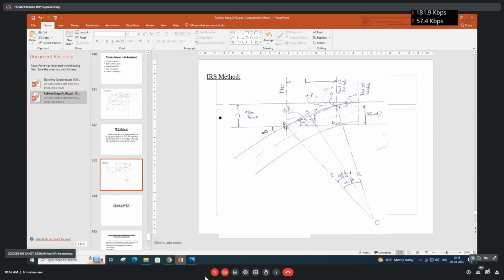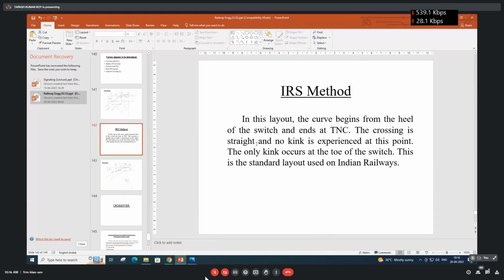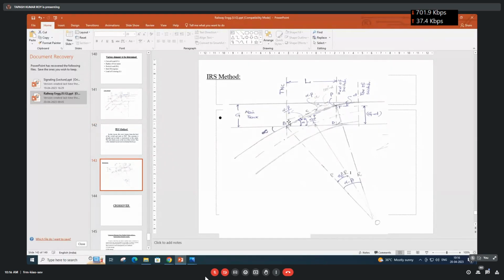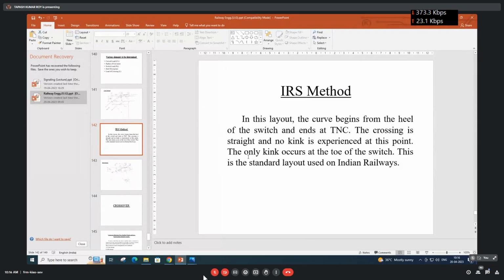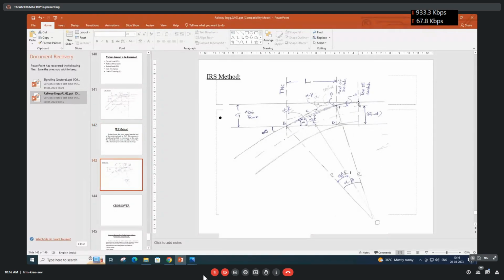Now what we have to do is find out the various elements. In case of IRS method, the crossing is straight and no kink is experienced at this point. So the only kink occurs at the toe of the Swiss. It is a fact that when we pull this tongue rail, then stress will be generated only in the tongue, and that is why only at the toe of the Swiss, where this will be maximum, obviously at the end.